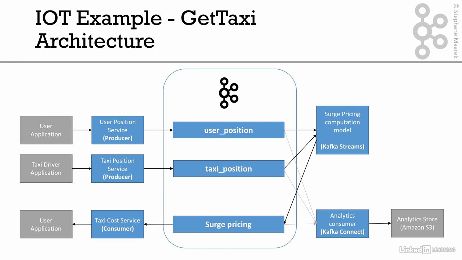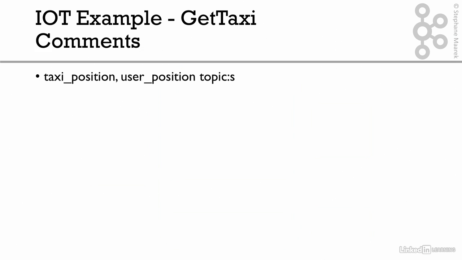So this is a typical one. I think this one is different from the other one because we get a Kafka Streams application that reads from two topics, not just one. But it's still a very interesting example. And now a few comments.